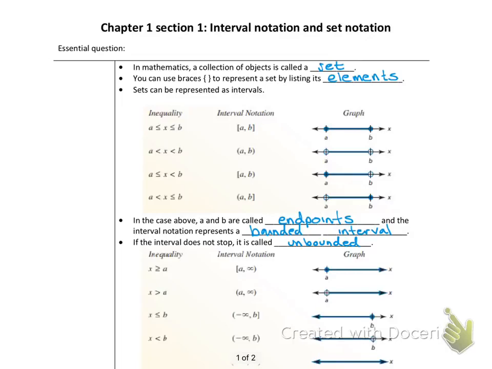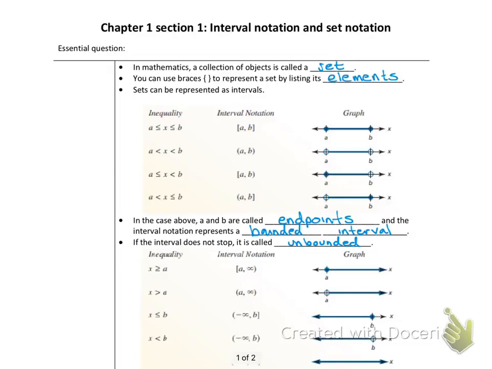Alright, so in mathematics, a collection of objects is called a set, and you've seen sets before. We've dealt with them in Algebra 1. You can use braces, so that's what those little squigglies are called, to represent a set by listing all of its elements. And sets can be represented as intervals.